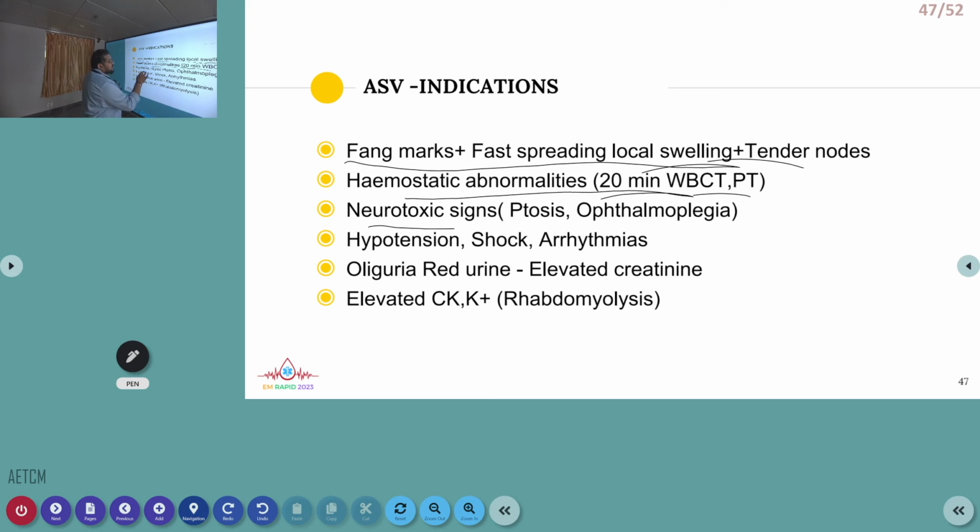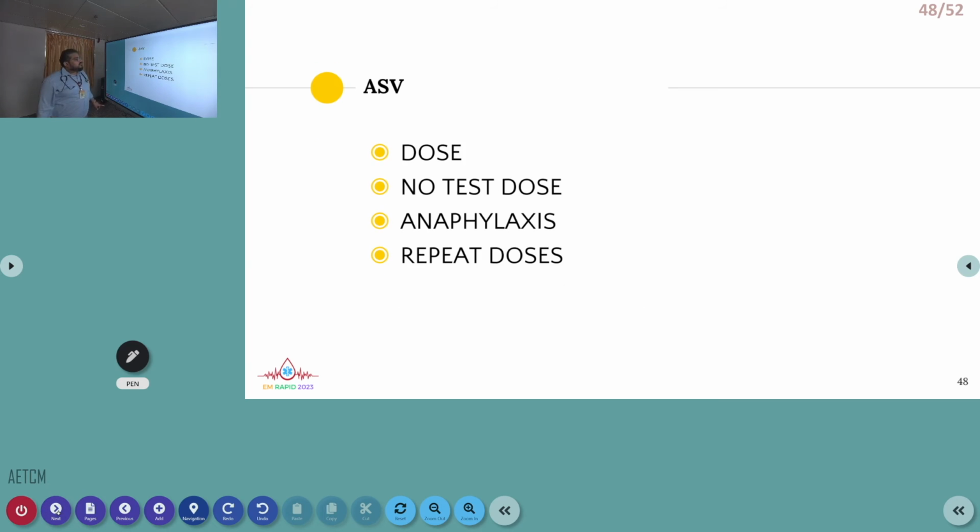And you have features of neurotoxicity like ptosis, ophthalmoplegia, hypotension, shock, and arrhythmia. Again, it is an indication to start your anti-snake venom. Oliguria, elevated creatinine and elevated CK. That is again one more investigation that you need to send. So these will be the general indications to start your anti-snake venom.